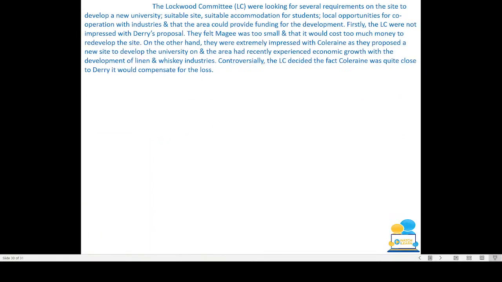The Lockwood Committee were looking for several requirements on the site to develop a new university.